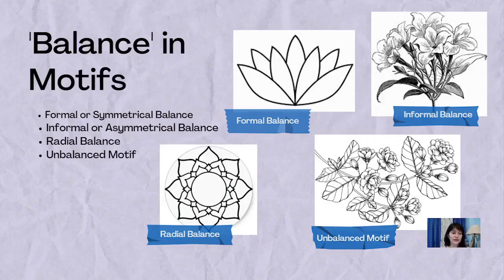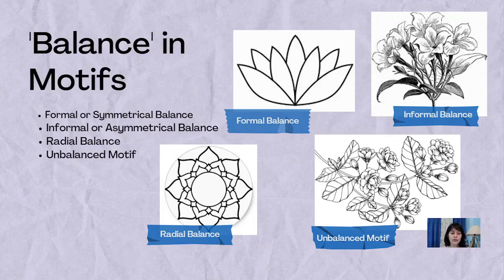There are many different kinds of balance, like formal balance, informal balance, which is also called asymmetrical balance, radial balance, which is a kind of formal balance, and finally there is unbalanced motif. In a motif which has a formal balance, you just imagine that there is a central axis in the center of the motif. Now from the central axis on both sides of the motif, the shapes, lines, colors, everything look exactly the same.